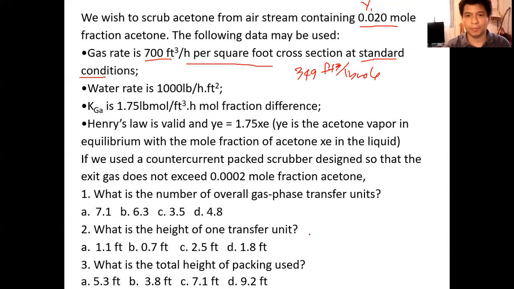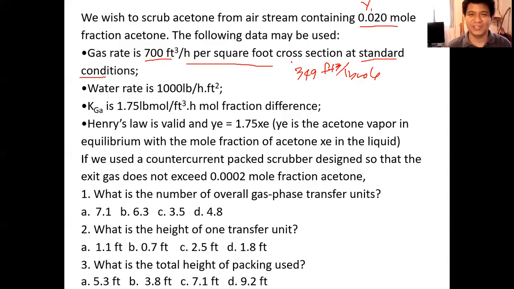Is it 349 or 359? Oh, sorry, it's 359. I knew it. I had self-doubt, but it's 359. I can't teach something wrong. I was confused because I was thinking of the Pepsi one before. Sorry for that. That's 359 cubic feet per pound mole at standard condition.